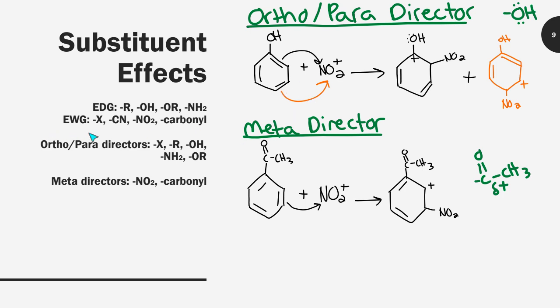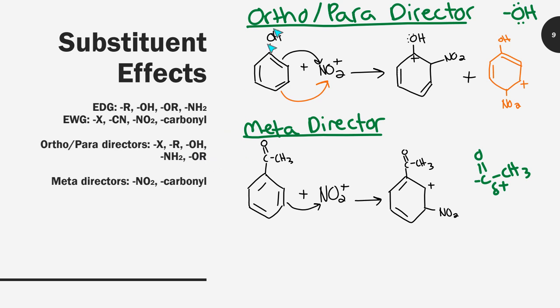For electron withdrawing groups, it's just the opposite. It's going to pull electron density out of the ring because whatever is connected to the ring is either electronegative, like the halo groups, or partially positively charged. So it's going to pull electrons away, which decreases the electron density, makes it a less good nucleophile, slows down the reaction.